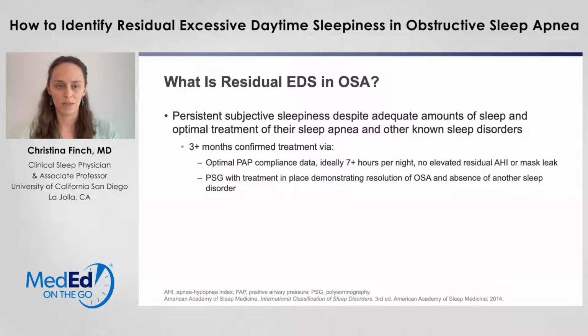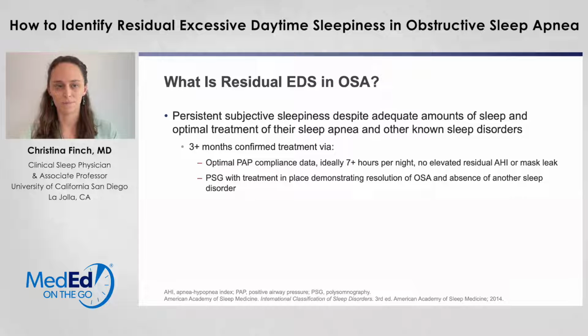We like to confirm that the patient has had at least 3 months of adequately treated sleep apnea. With CPAP, this means looking at their data download and making sure they're getting enough use with the device, and also making sure they're sleeping. Ideally, 7 to 9 hours is required for most adults, and that they don't have any residual sleep apnea above the threshold of 5 on their data report, and that there's no significant mask leak appreciated, because all of these can detract from their treatment.